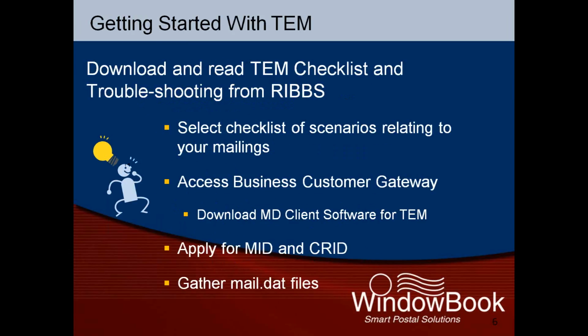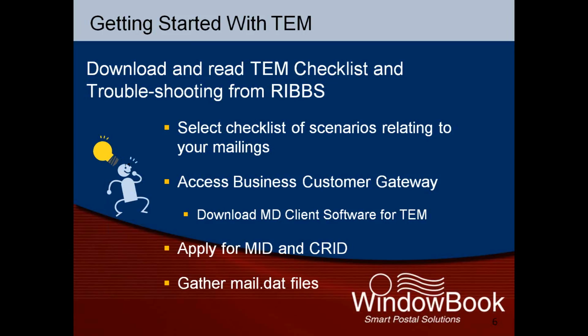So, how do mailers get started with TEM testing? The first thing mailers should do is go to the Postal Service's RIBS website and download the TEM checklist and troubleshooting document. Mailers should read this document to understand more about the various TEM testing scenarios and to select the checklists that match the types of mailings that you do. The more different types of mailings you do, the more extensive your TEM testing process will be.